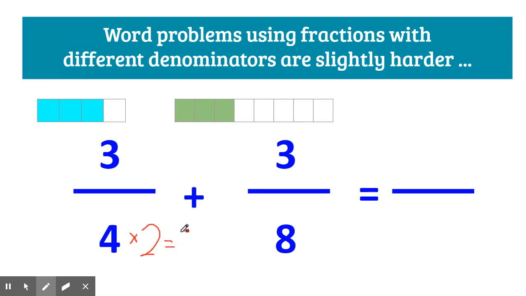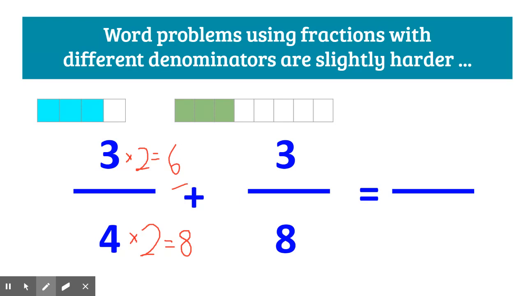Now, we can't add numbers or take away numbers. It always has to be a times it or divide it. All right, and whatever we do to the bottom, we have to do to the top as well. Okay, so I'm going to do 3 times 2, and that equals 6. So here's our new fraction, 6 over 8.